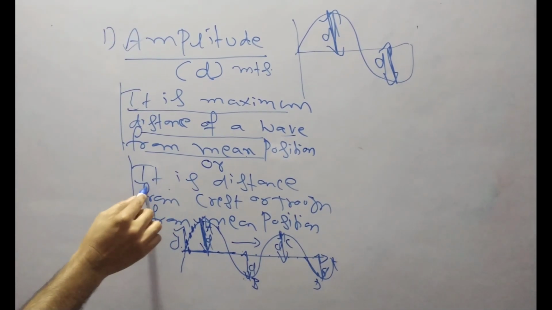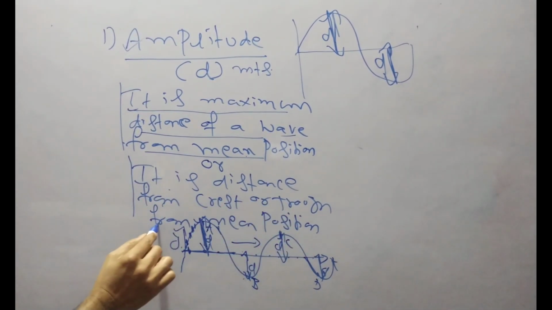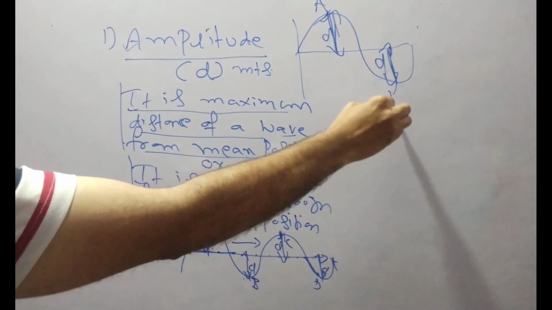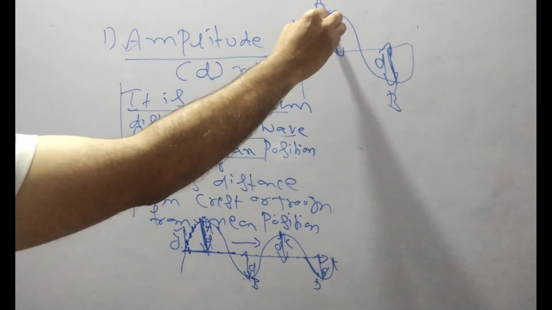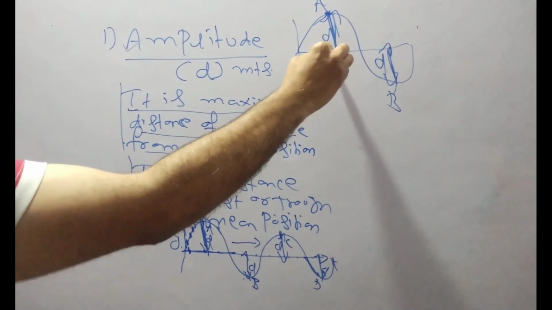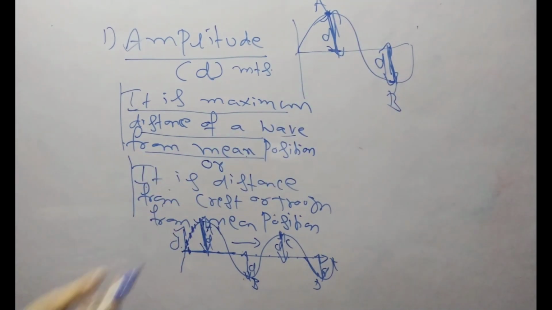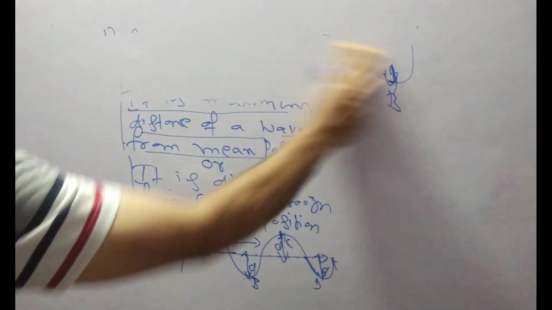And one more definition: it is the distance from crest or trough to mean position. This is the crest point, this is the trough point. The distance from the crest point to the mean position, and the distance from the trough point to the mean position, is known as amplitude. Again I will show in the figure.